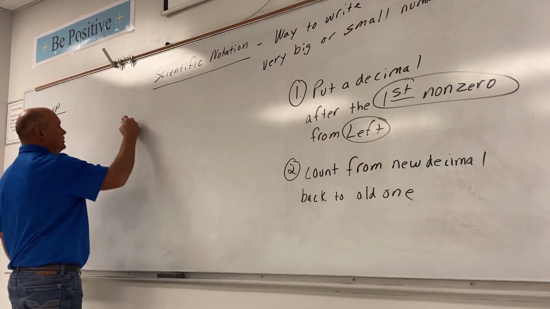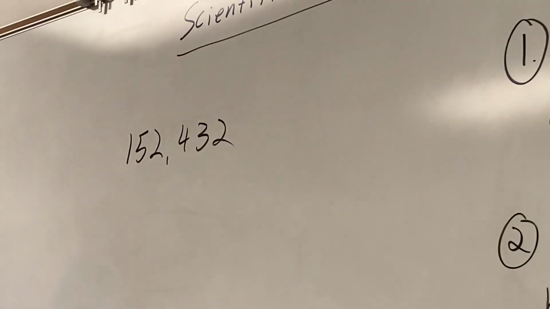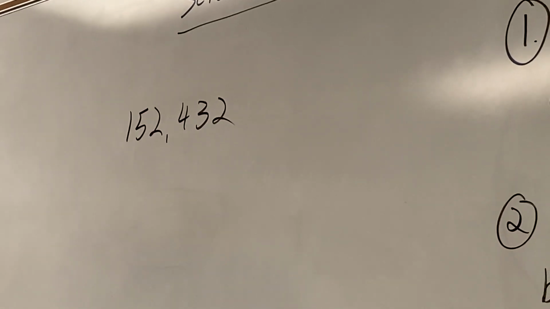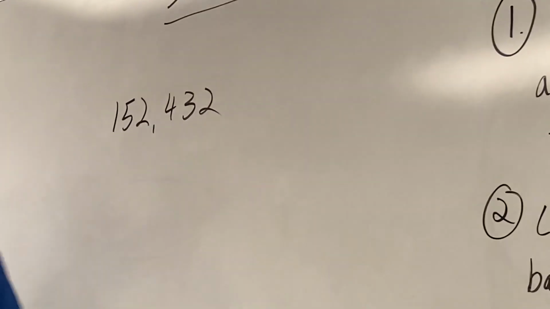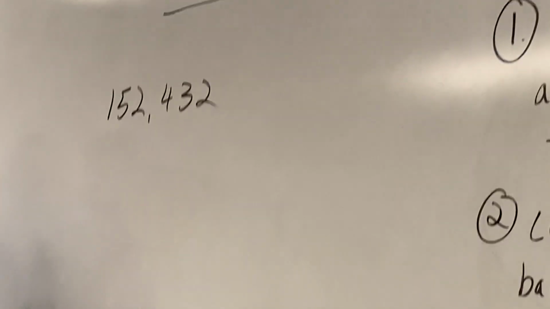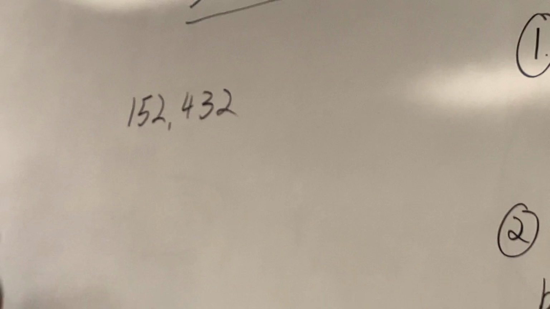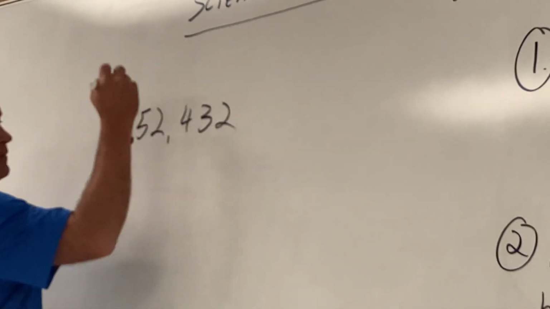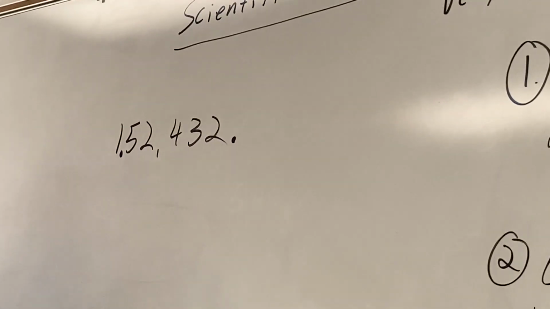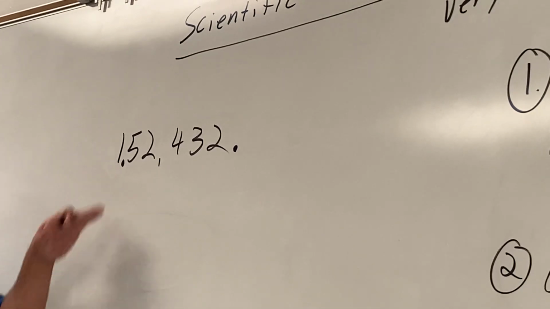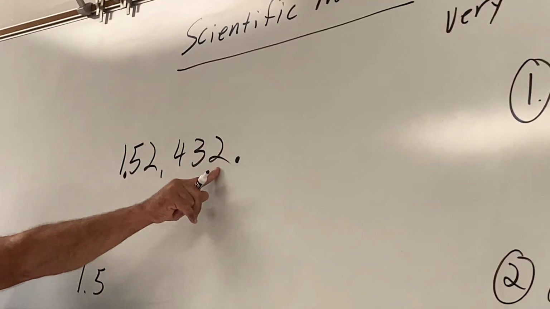Let's take the mileage on my truck. I just looked at it yesterday. This is pretty close to the mileage on my pickup truck. All right, we're going to put in the new decimal. It goes after the first number from the left that is not 0. What is the first number? 1. Do y'all all agree? It's 1. So the decimal goes right here after the 1. There's the new one. Where's the old one? It's over here to the right. So let's count. Oh, by the way, once you put the new decimal in, go ahead and write your decimal, 1.5, and if there's any other numbers, you need to put them all.